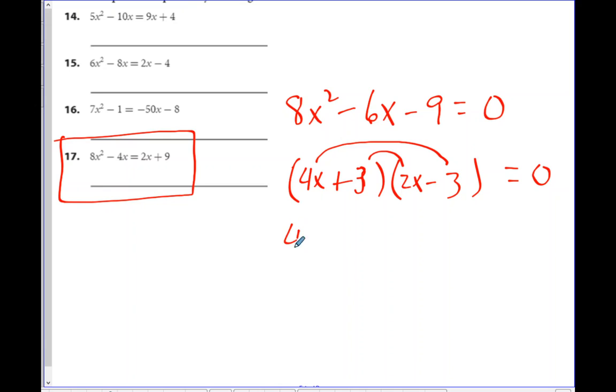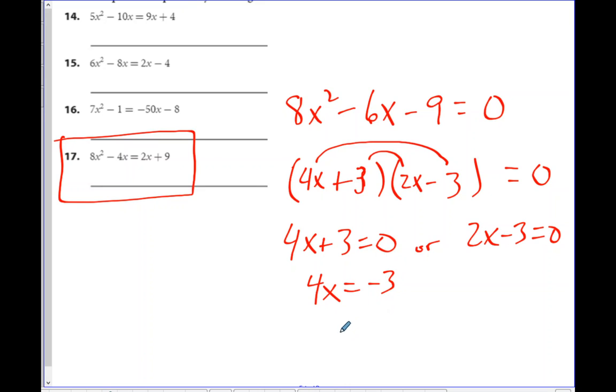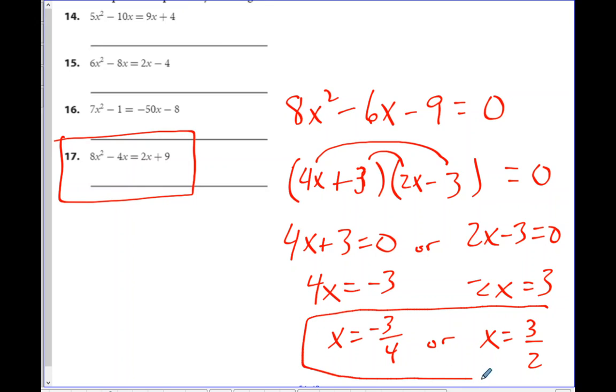So now all you do is make each one equal to 0. Subtract 3 from both sides and you get 4x equals negative 3. Divide by 4 and you get x equals negative 3/4. And then on the other side, add 3 to both sides. And then divide by 2. Do you agree with that, Fatima? Yeah? Alright, so it looks like we got these.